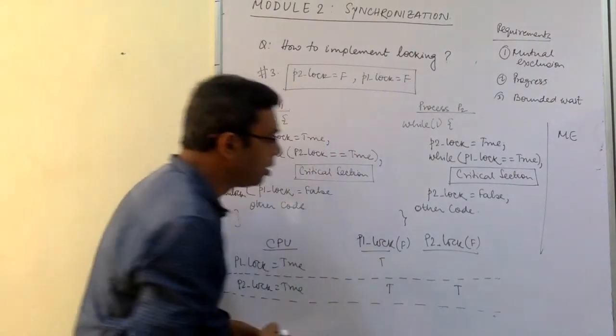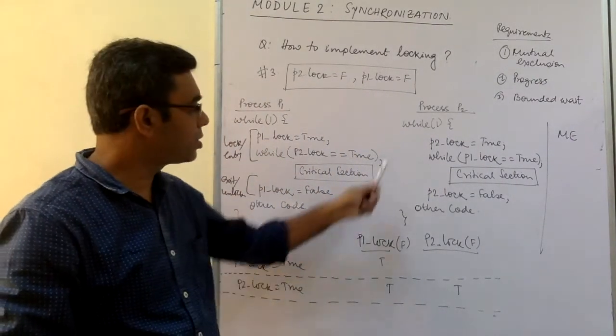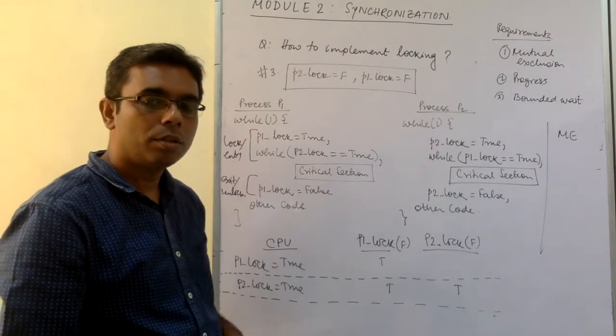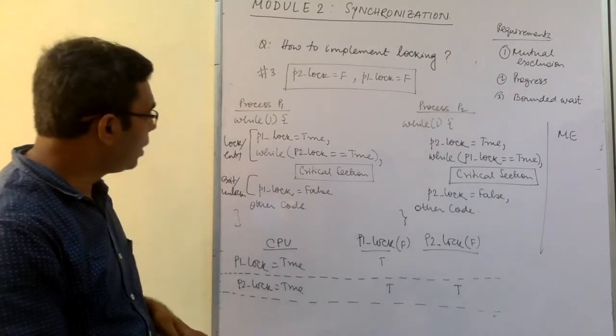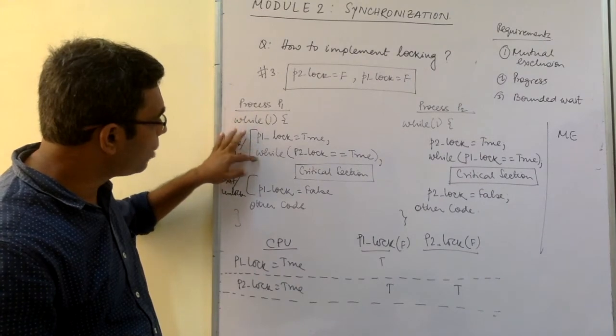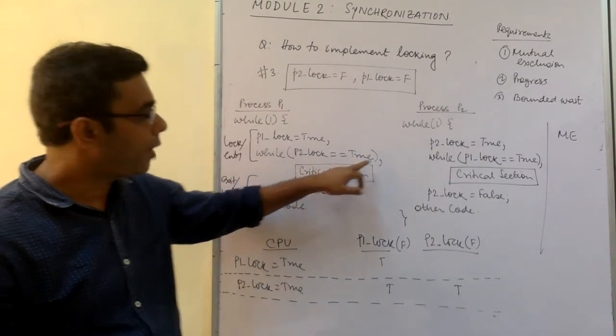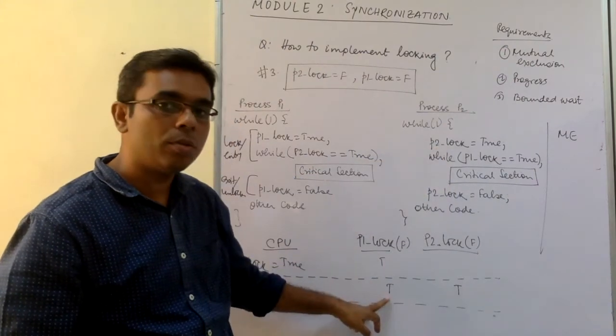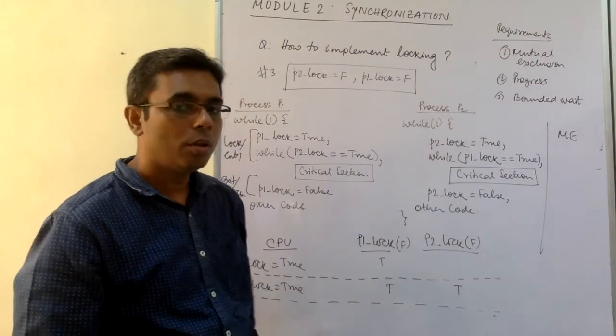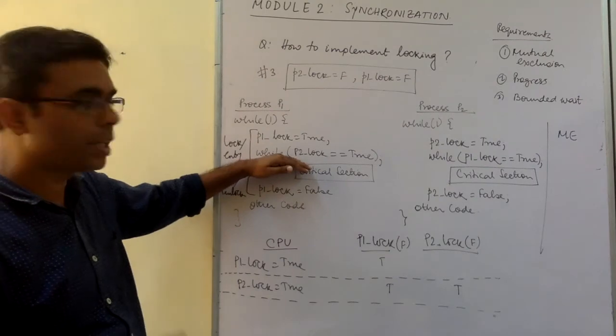And the control is back to P1. So P1 will progress. P1 has already executed this line. What will happen to P1 here? P1 will check whether P2 lock equals true, and will find P2 lock equal to true because we have just made P2 lock equal to true while in P2. So this condition will be true for P1 as well.